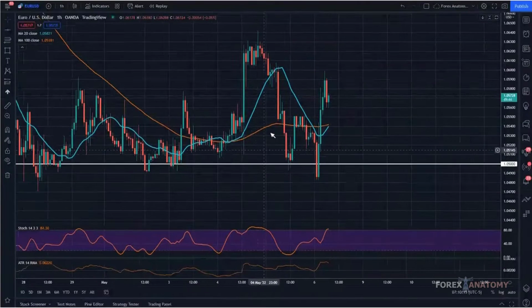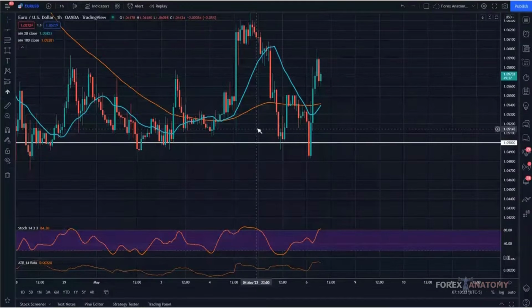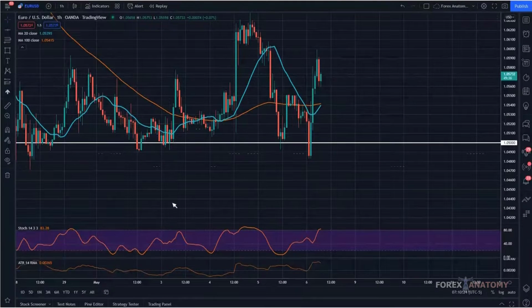So then from here, what we want to do is look to see where price may want to go. Remember, we want to typically buy at where? What do we say all the time? We want to buy at where?